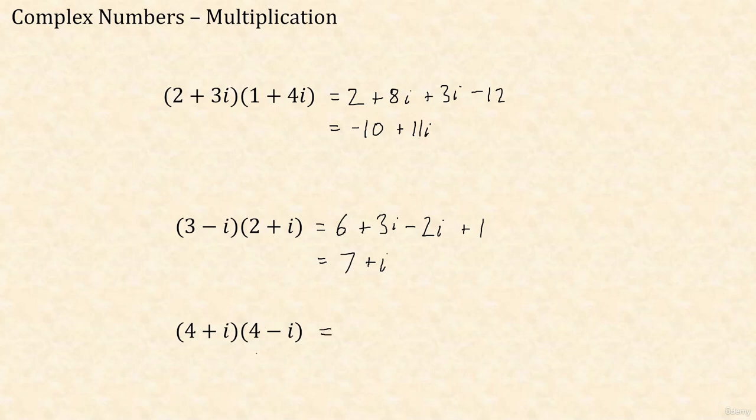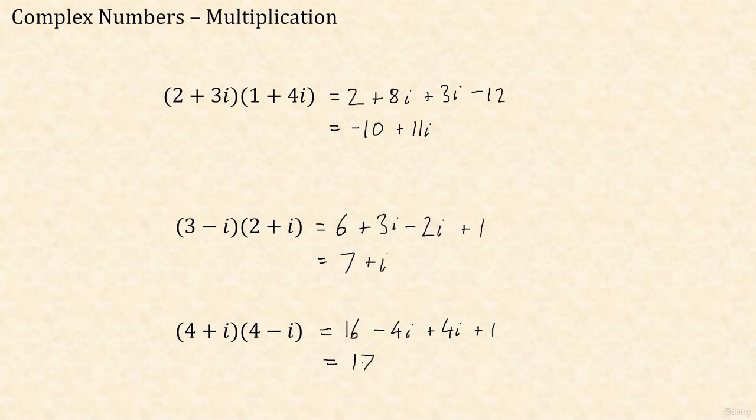Finally, we've got a difference of two squares style problem. So 4 times 4 is 16. And then we've got 4 times minus i is minus 4i. i times 4 is 4i, so these are going to cancel just like any difference of two squares. And then I've got i times negative i. So i times i is minus 1. Negative of that is positive 1. And so the imaginary bits cancel out and I'm left just with 17.